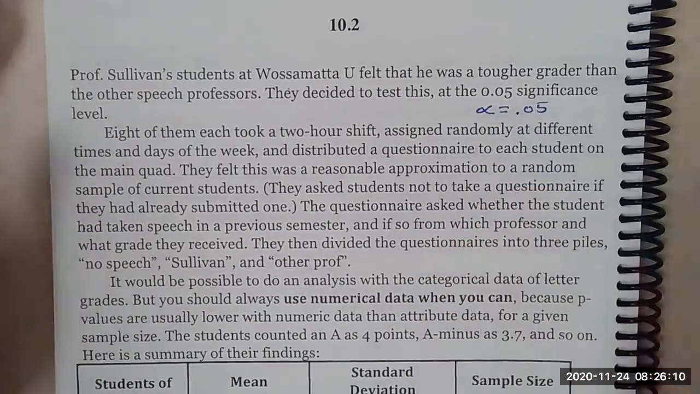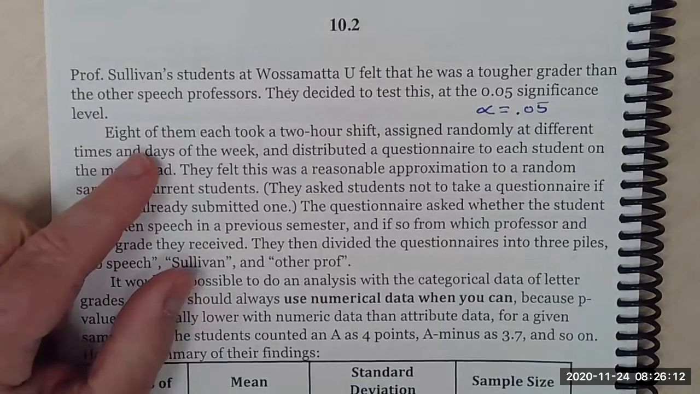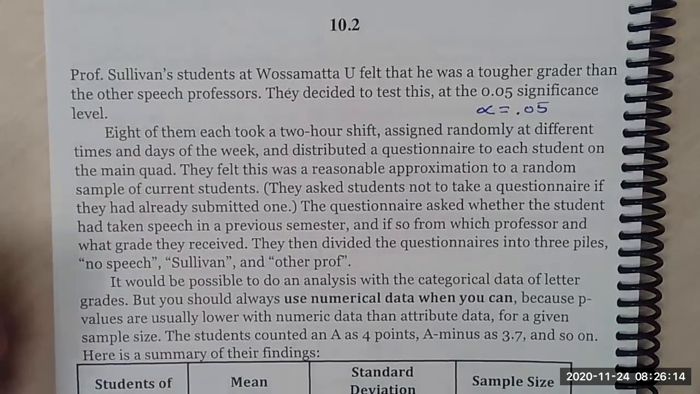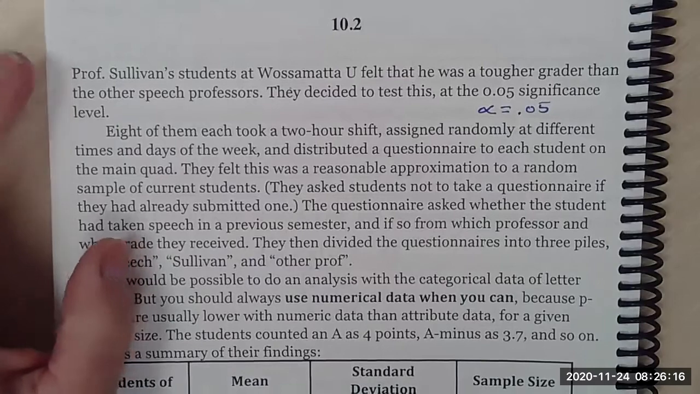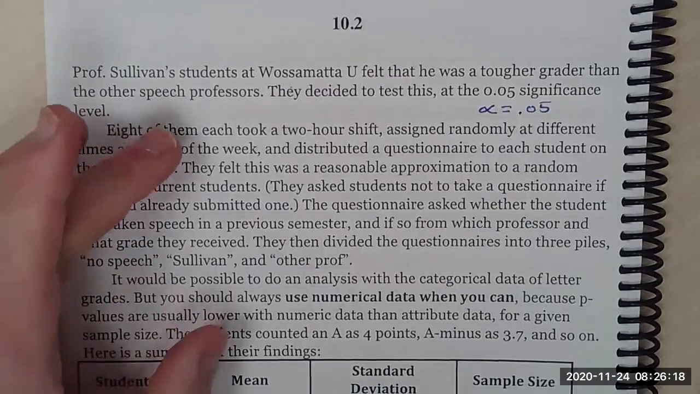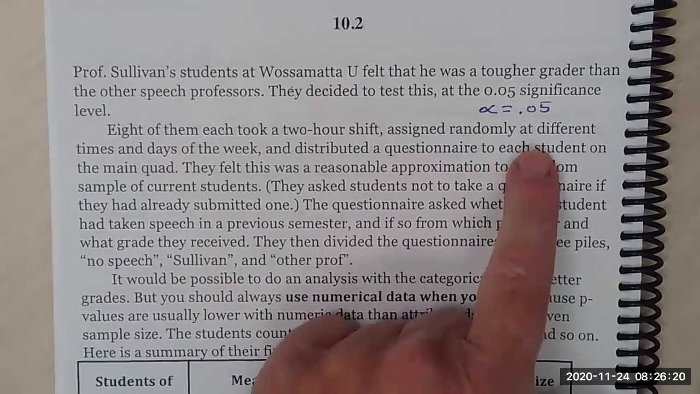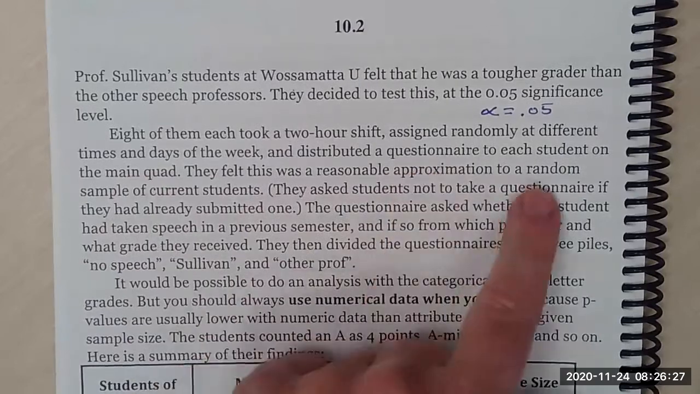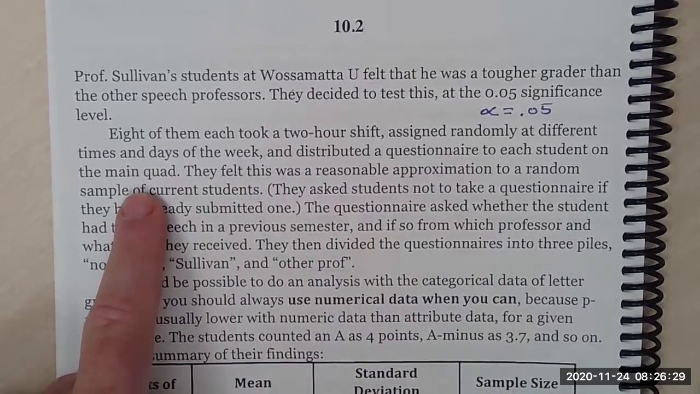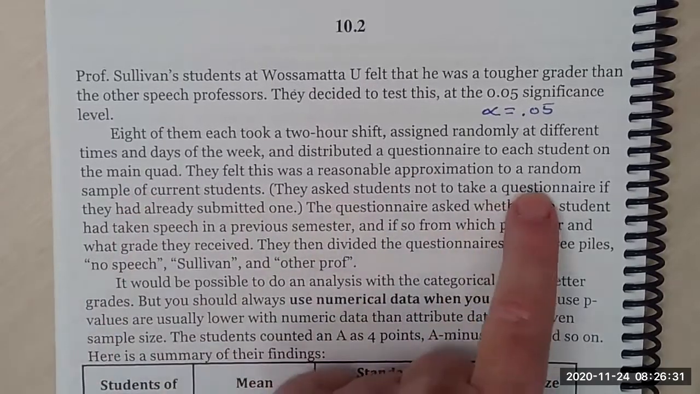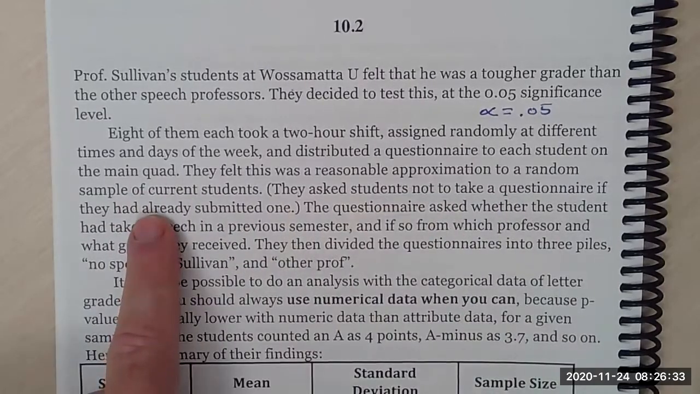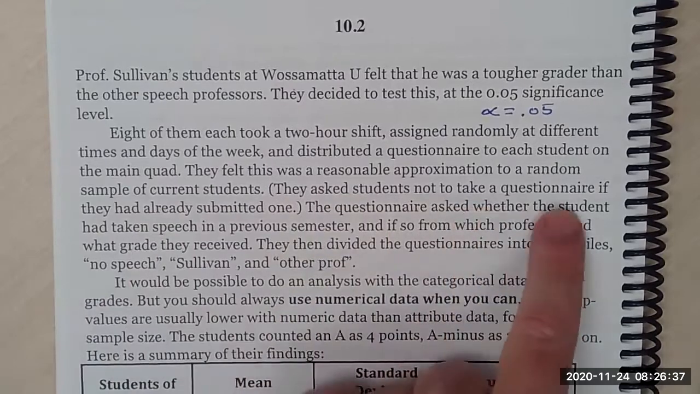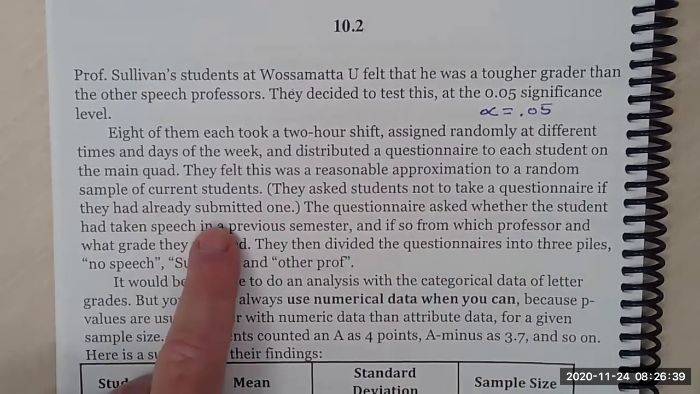So it's given. So 8 of the students that Professor Sullivan used to have took a 2-hour shift, and they were assigned randomly at different times of the day, trying to make this as random as possible, and days of the week, and distributed a questionnaire to each student on the basic main quad. And they felt this was a reasonable approximation to a random sample of current students. And they asked the students not to take a questionnaire if they had already submitted one, so not double dipping.